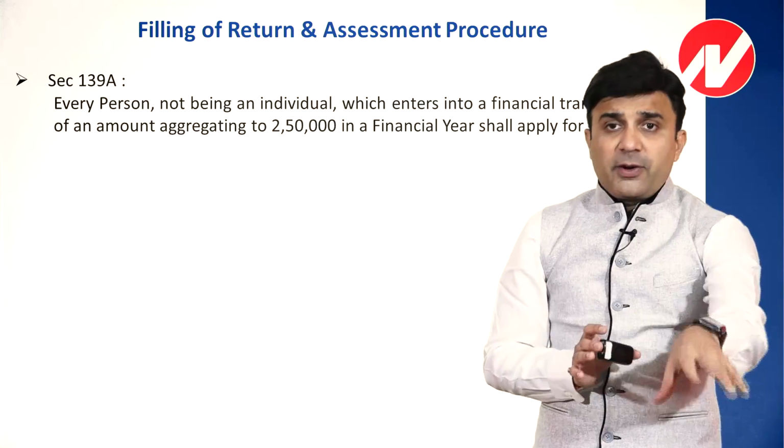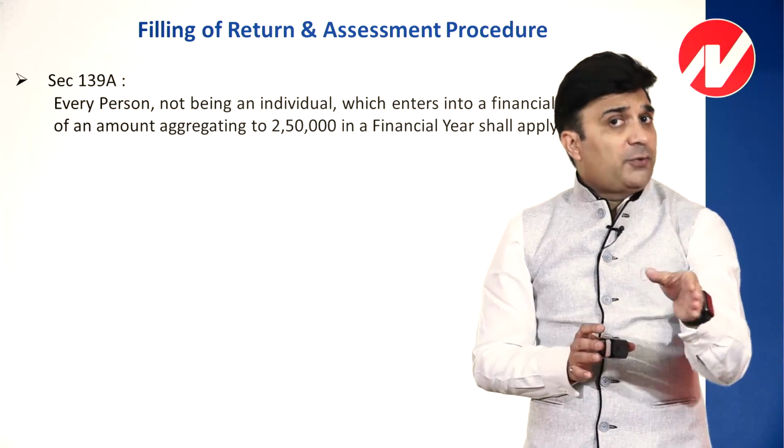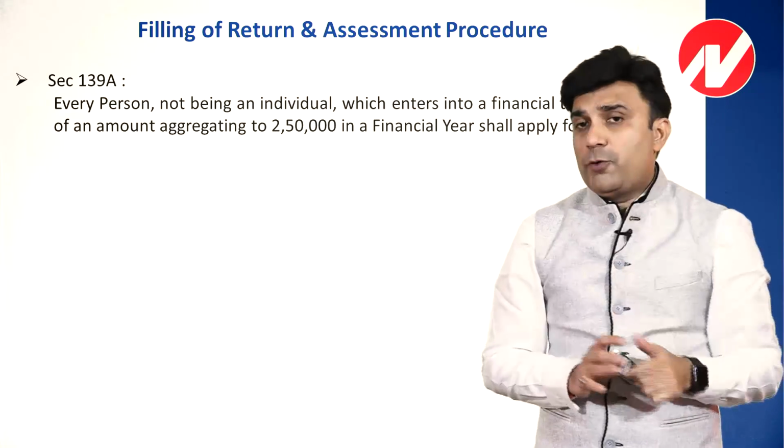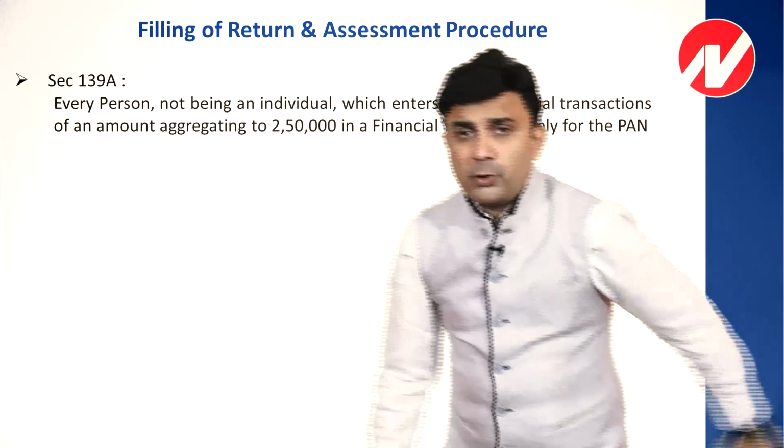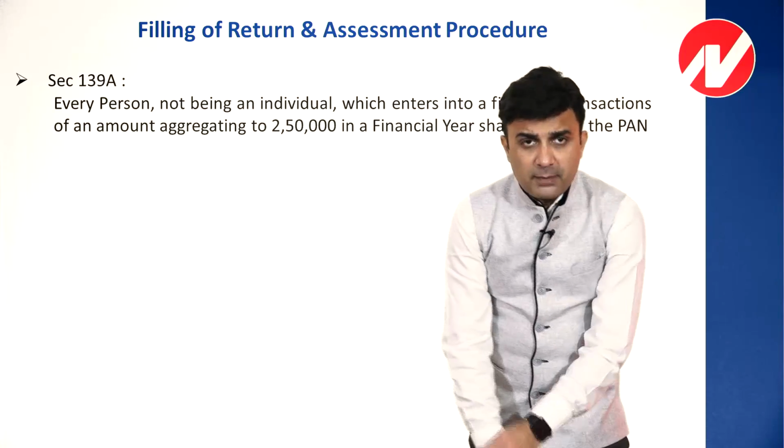If you are not required to file the return, but if your turnover exceeds 5 crore, you are required to apply for permanent account number within 2 months of the end of the financial year. Any other assessee can also apply for permanent account number voluntarily at any time.